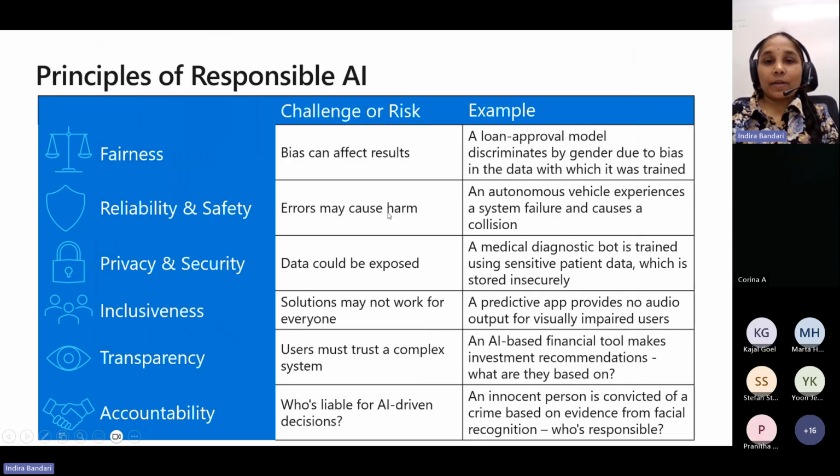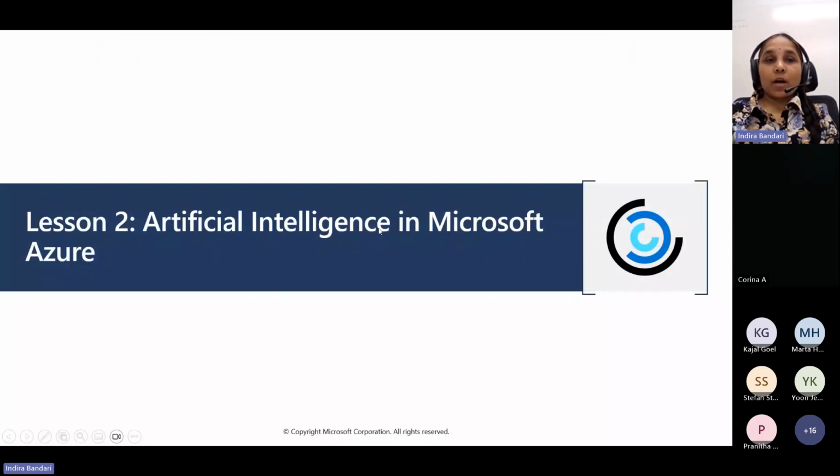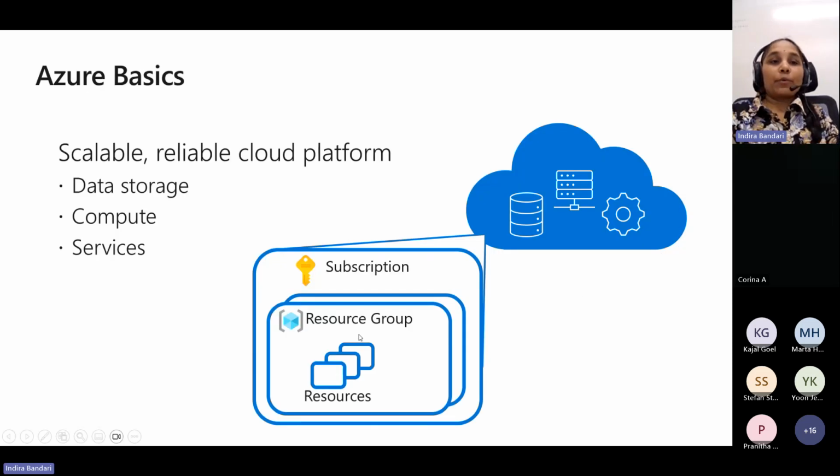Okay, let's proceed further. So now lesson two is artificial intelligence in Microsoft Azure. Okay, what do we learn here? You can see some of the things, right? So what we learn here is Azure basics.